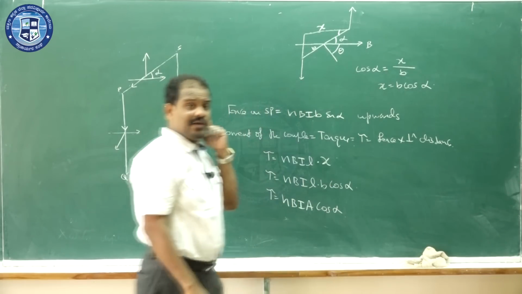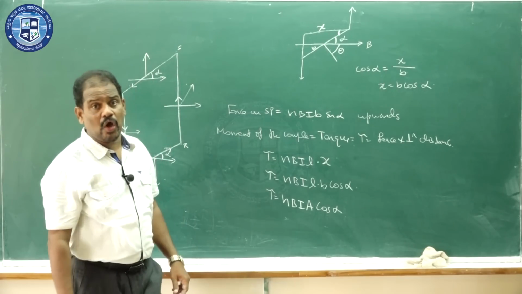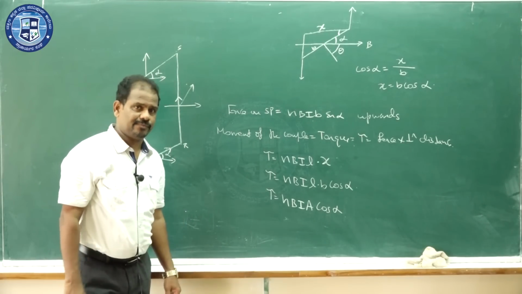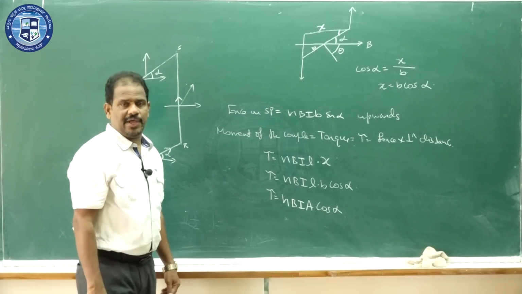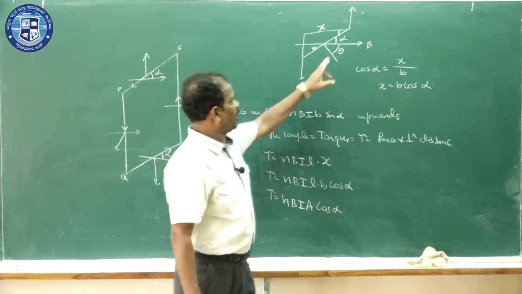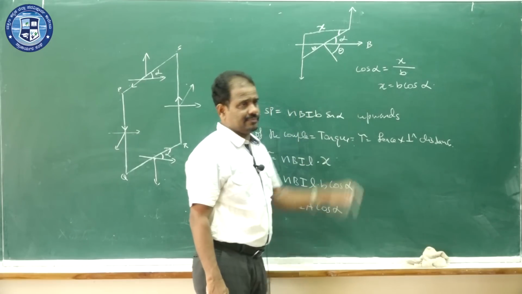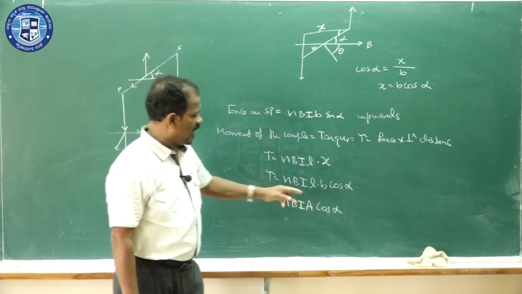So what is theta here? The angle between the magnetic field and the normal to the coil, or we can say the area vector. The area vector is always perpendicular to the area. So the angle between the magnetic field and the area vector, let it be theta. So convert from alpha to theta.